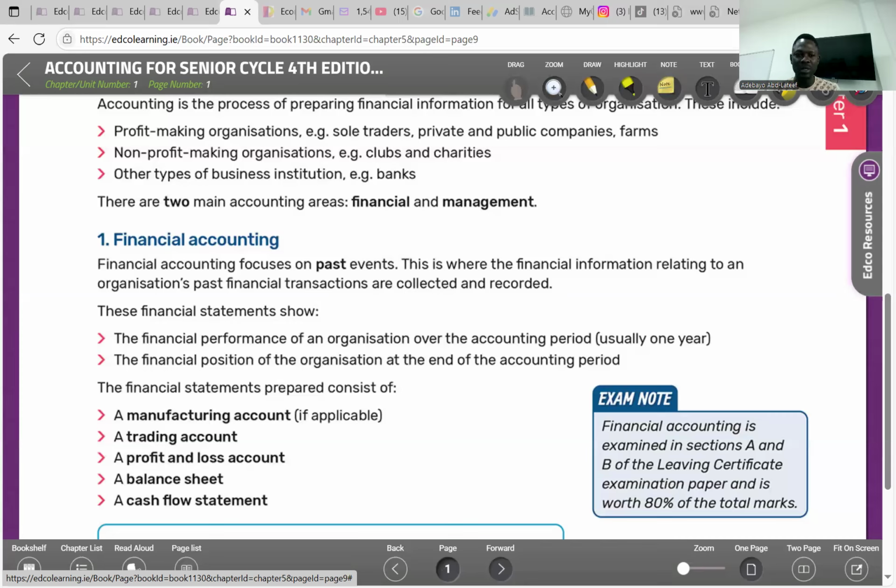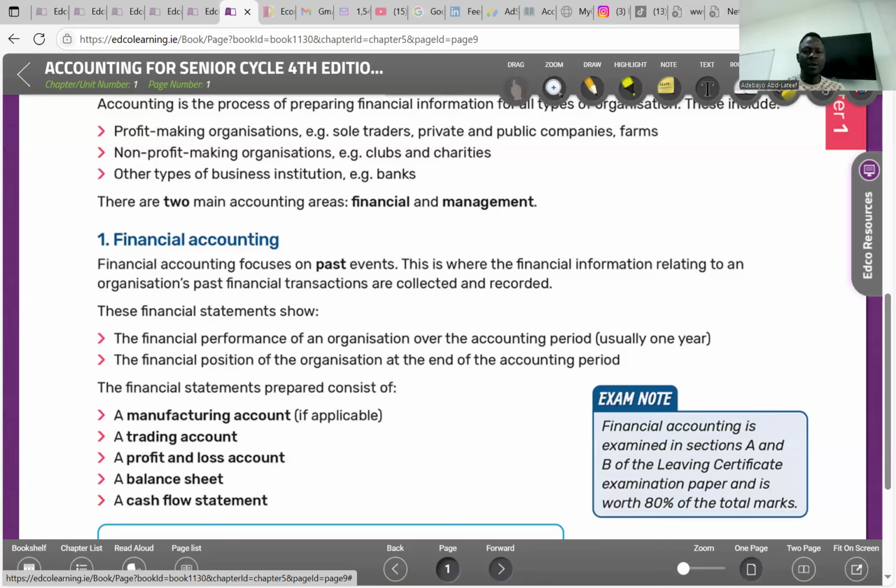That's financial accounting. Then this financial statement shows both the financial performance of an organization within a year and the financial position, which is the statement of financial position. So we have the income statement and the statement of financial position for financial accounting.